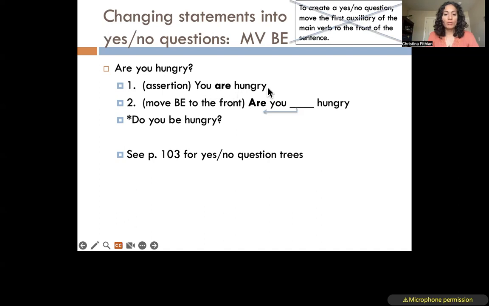So we get "You are hungry" on the first step with the assertion, and then we move that main verb be out to the front across the subject, and we get "Are you hungry?" And that's going to be grammatically acceptable. So I'm going to post up another page with some yes/no question trees. You can take a look at that under week 11.